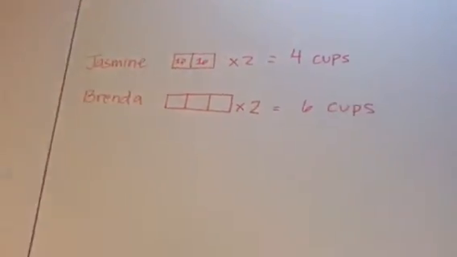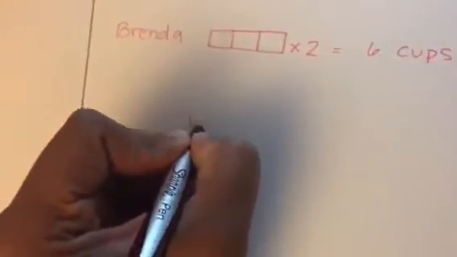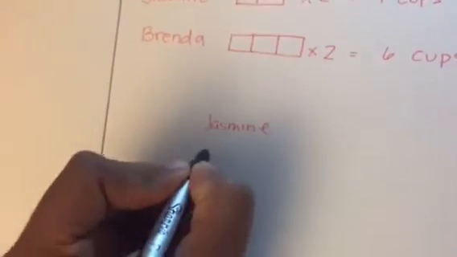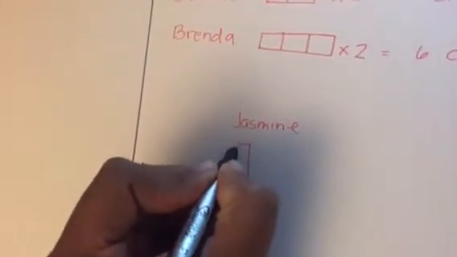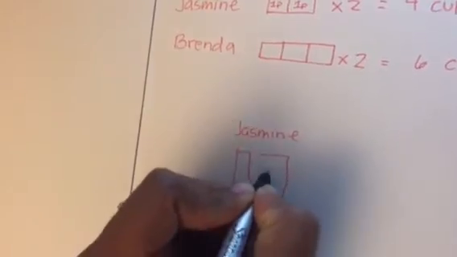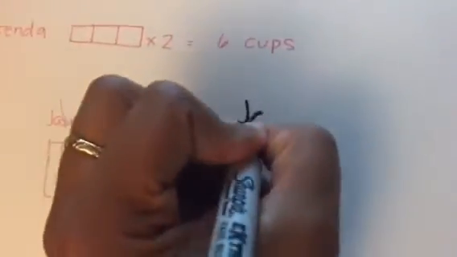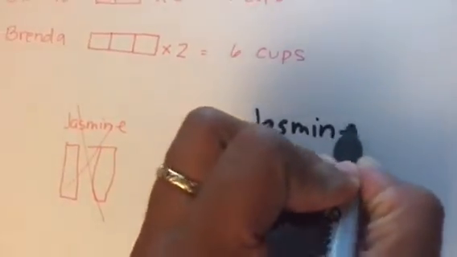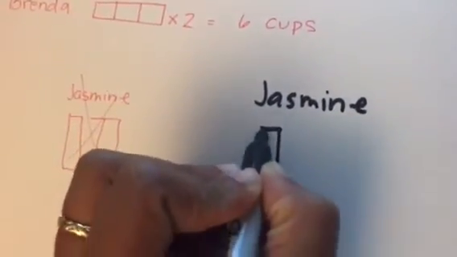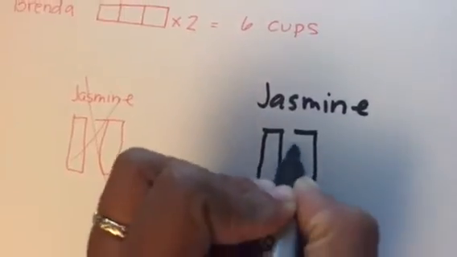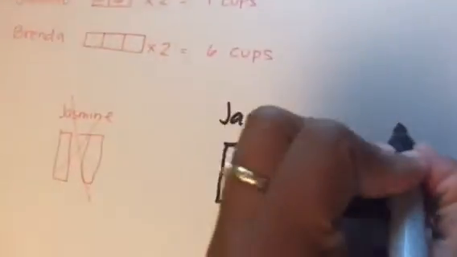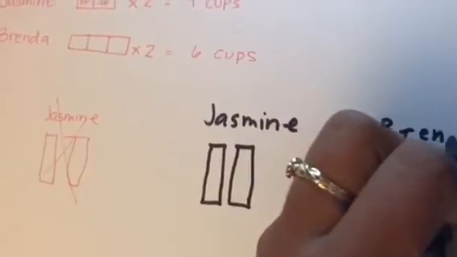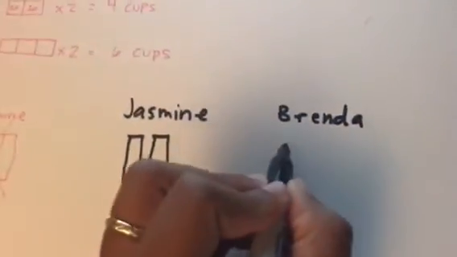One other way to think about it is we know Jasmine has 2 pints. So I'm just going to draw these long rectangles. Let me just start over. That looked bad. Okay. We know Jasmine has 2 pints. And we know Brenda has 3 pints.